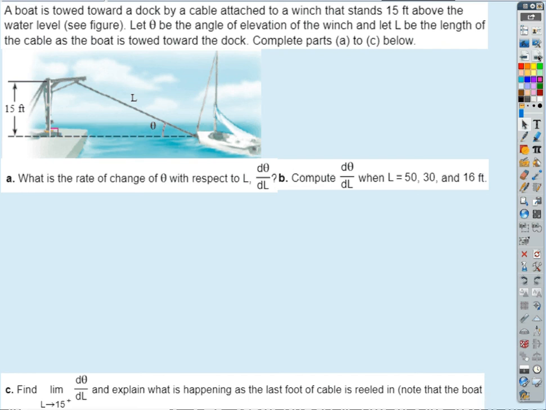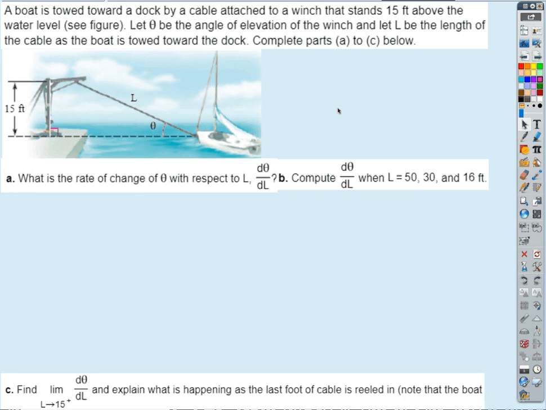So a boat is being towed towards a dock by a cable that's attached to a winch up here, right? And the winch stands 15 feet high above water level. So theta is just going to be defined as the angle of inclination, which is always just the angle between the line and the horizontal in this case, right? Or the angle of elevation, sometimes it's called too. Angle of elevation of the winch. And let L be the length of the cable as the boat is towed towards the dock.